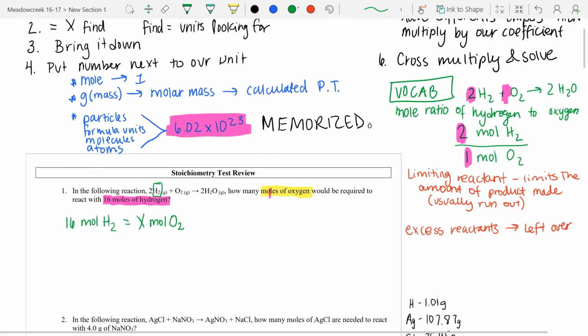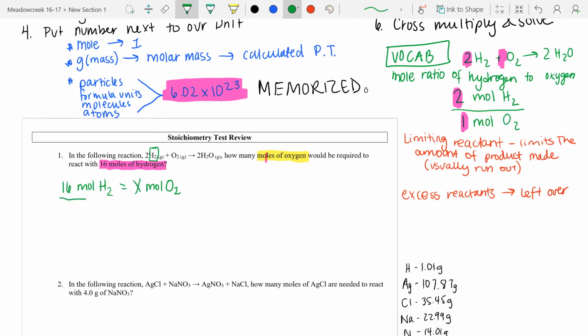Next, step 3, bring it down. Now this means we put our fraction and we bring the units that we have on top down to the bottom. Because I wrote moles of H2 on the top, I'm going to write moles of H2 on the bottom. Because I wrote moles of O2 on the top, I'm going to write moles of O2 on the bottom. Step number 4 is we put our number next to our unit. In both of these cases, I see the word mole, and every time we see mole, we write the number 1 beside it.